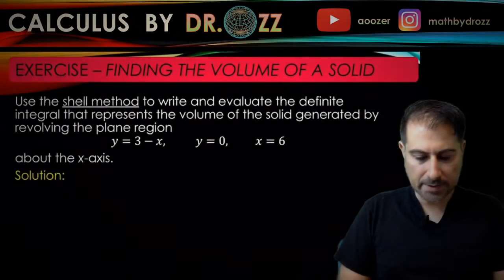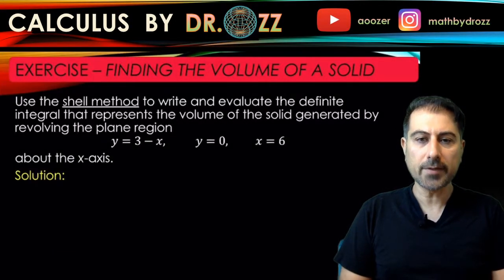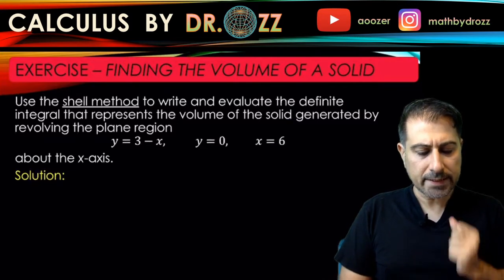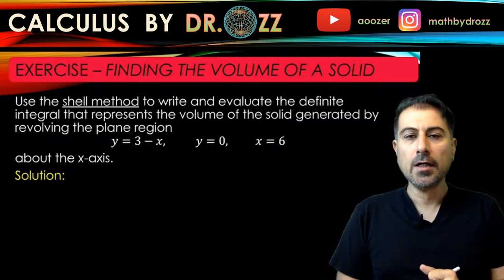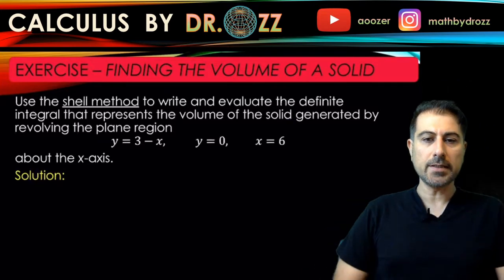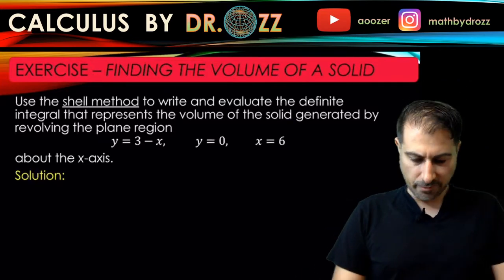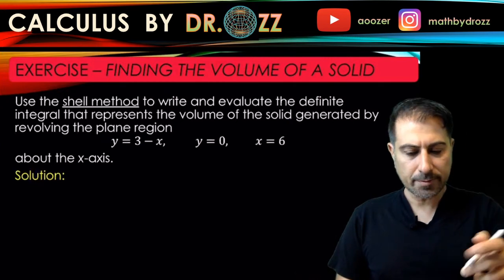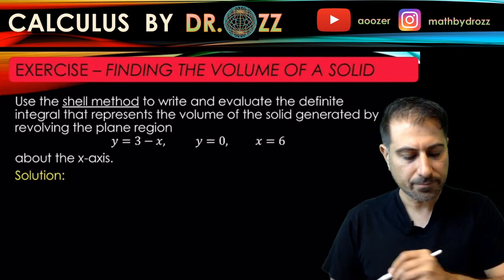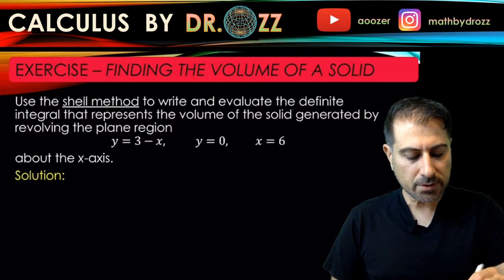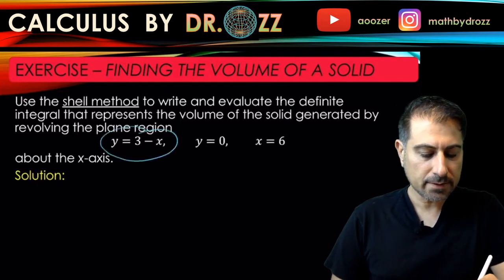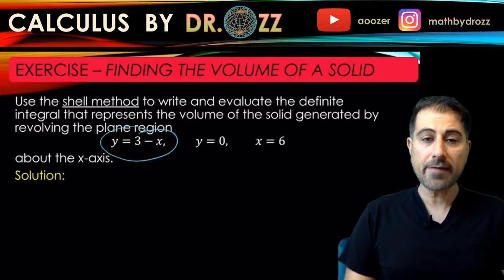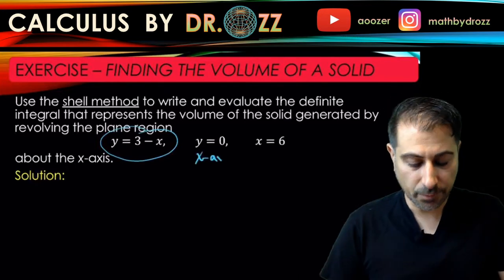All right, so let's start. We're going to use the shell method to write and evaluate the definite integral representing the volume of the solid generated by revolving the plane region surrounded by y equals 3 minus x, that is a line, y equals 0, which is the other name of the x-axis, and x equals 6, that is the vertical line.